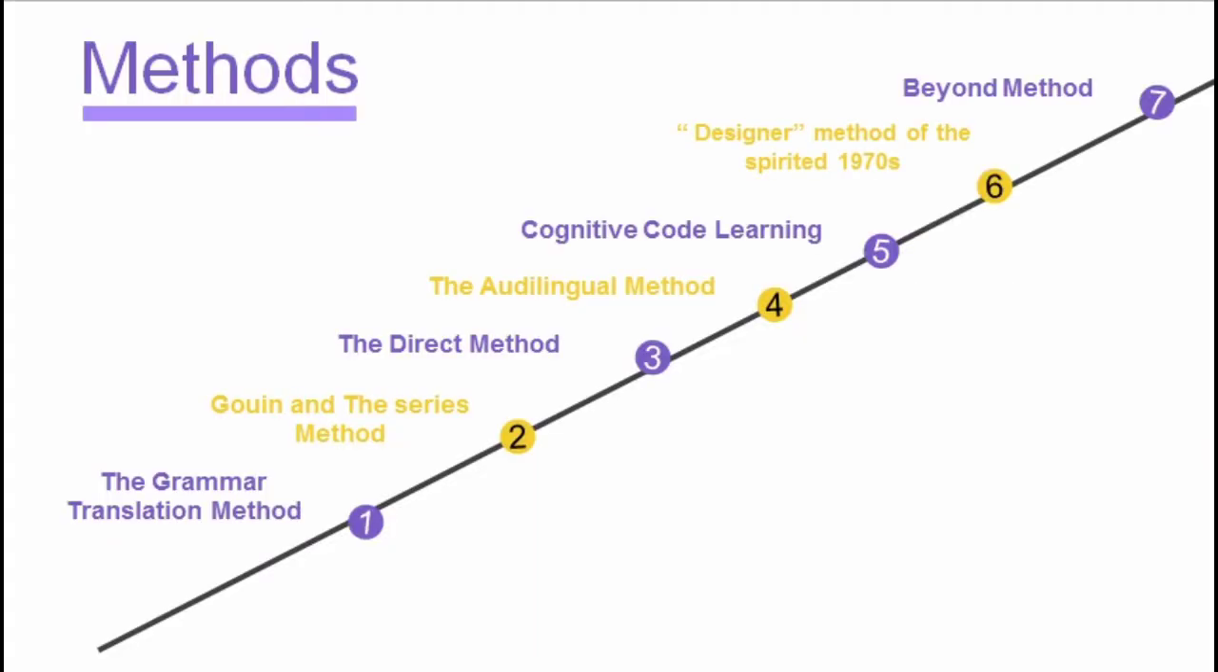So in this video, we are going to talk about 7 methods. The first one is the grammar translation method, the second one, Gouin and the Series Method, the third one, the direct method, the fourth one, the audiolingual method, the fifth one, cognitive code learning, the sixth one, designer methods of the 1980s, and the last one is the beyond method.